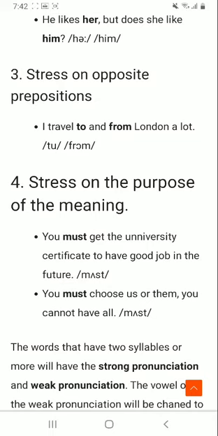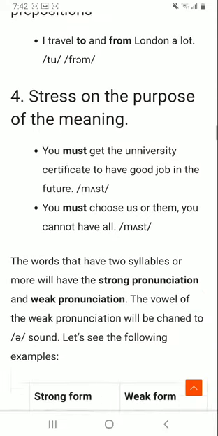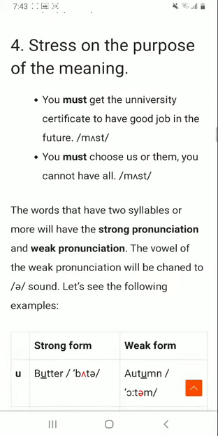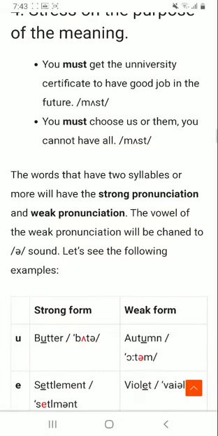Here come must, but, and all. A few stressful meanings and words for the stressed. You must get the university certificate to have a good job in the future.